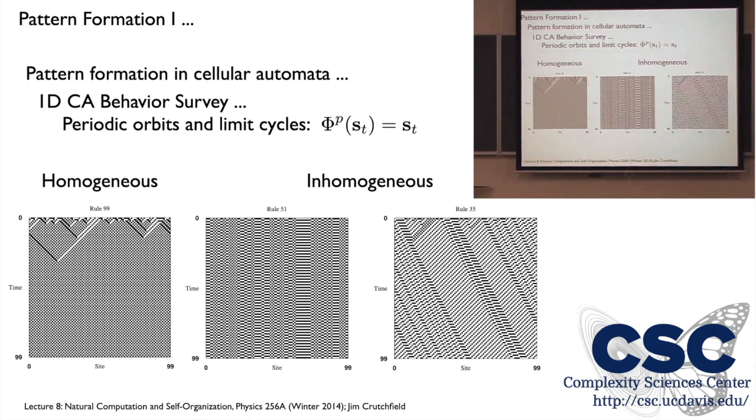So, limit cycles: periodic sequences of spatial configurations. And then there's rule 35, where you see it's actually just propagating off to the right here. And again, there are these regions of synchronized oscillation and then an exactly out-of-phase spatial shift.